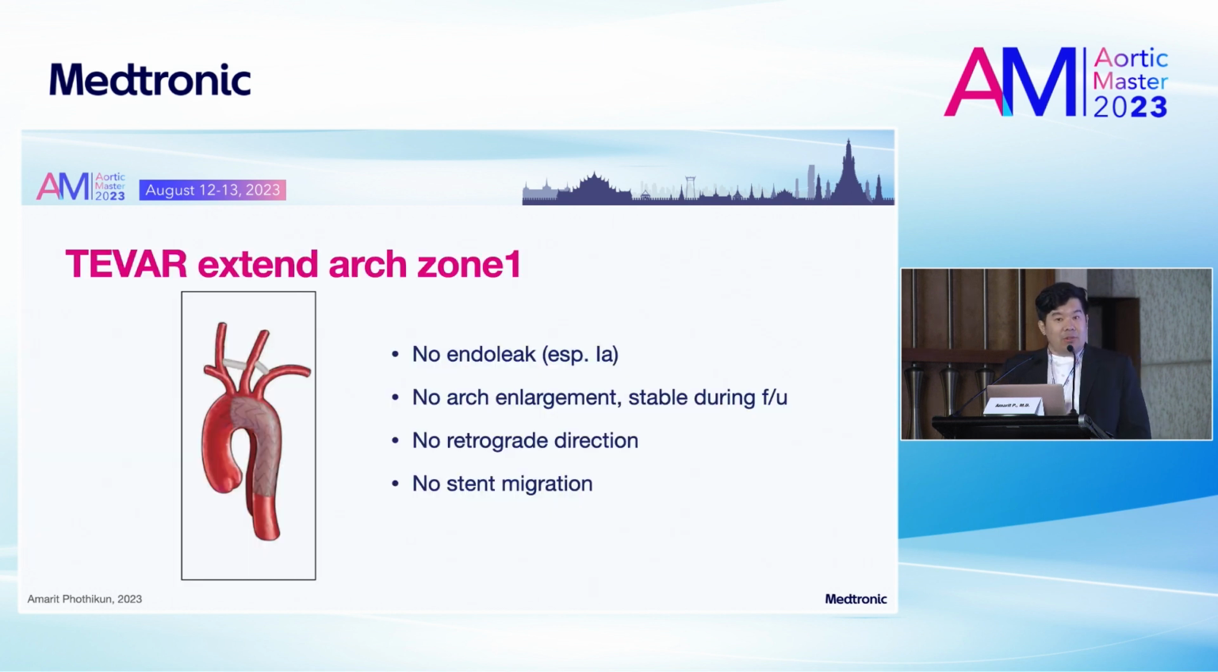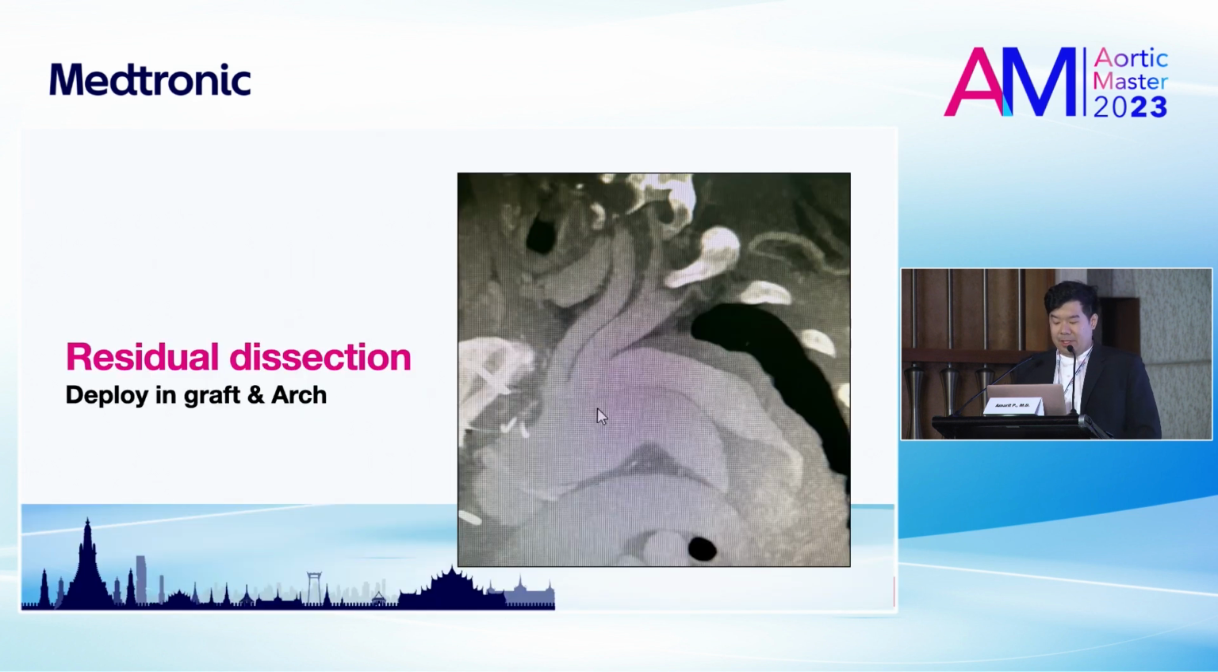So the conclusion for these cases: aortic arch zone 1 is also safe in patients with extension into the aortic arch lesions, with no endoleak, no arch enlargement, stable during the follow-up, no retrograde protection, and no stent migrations.